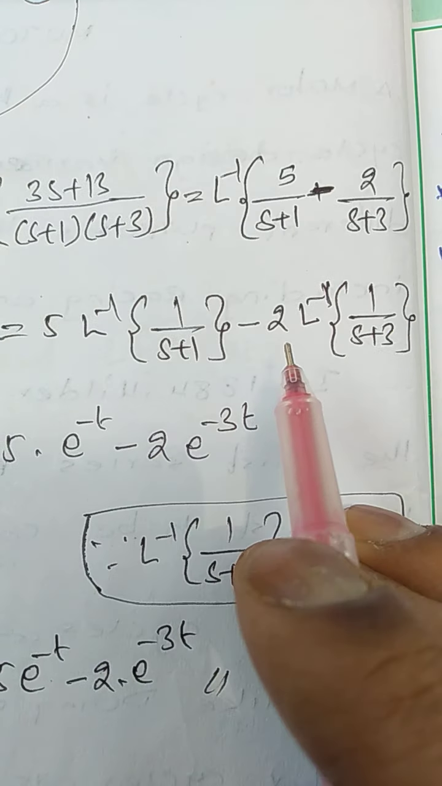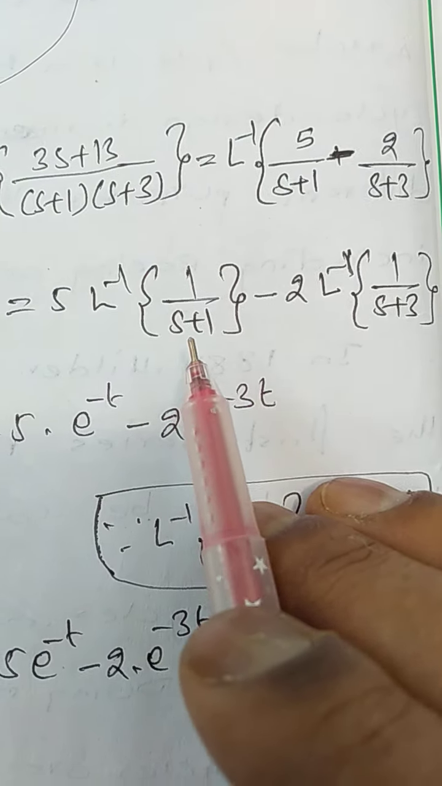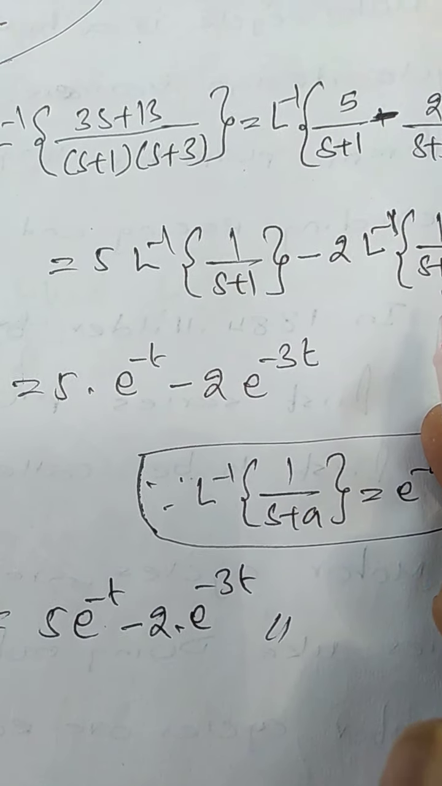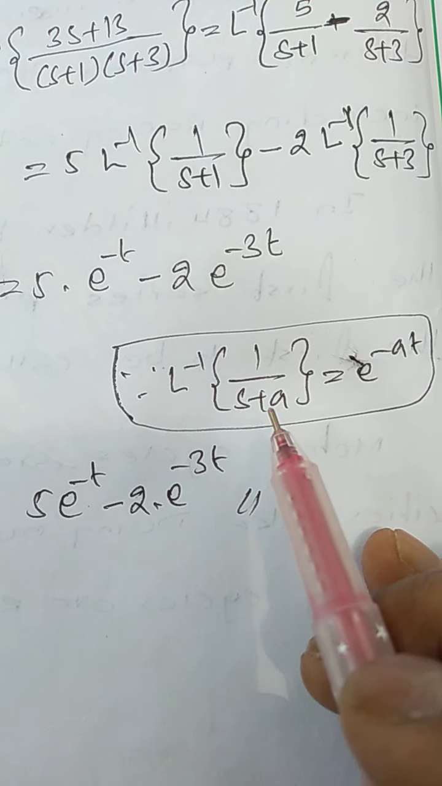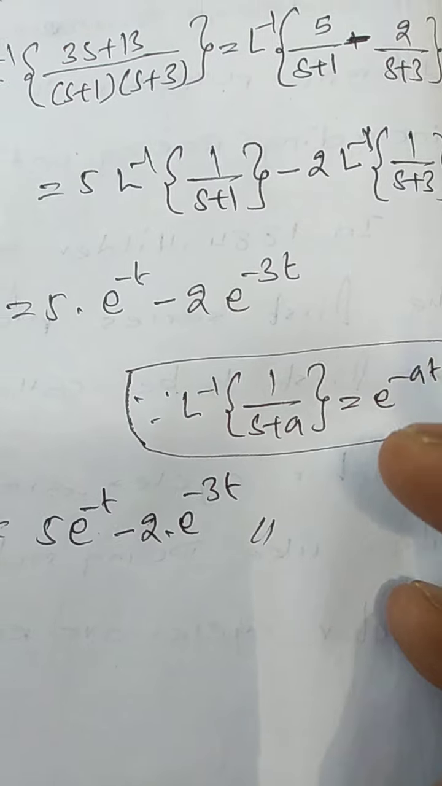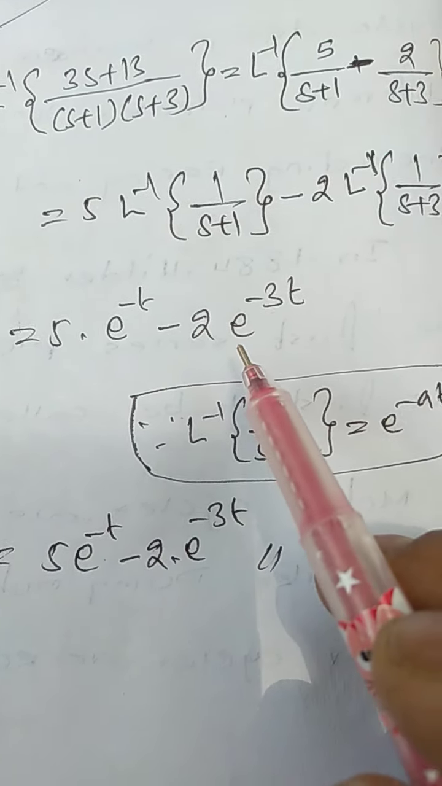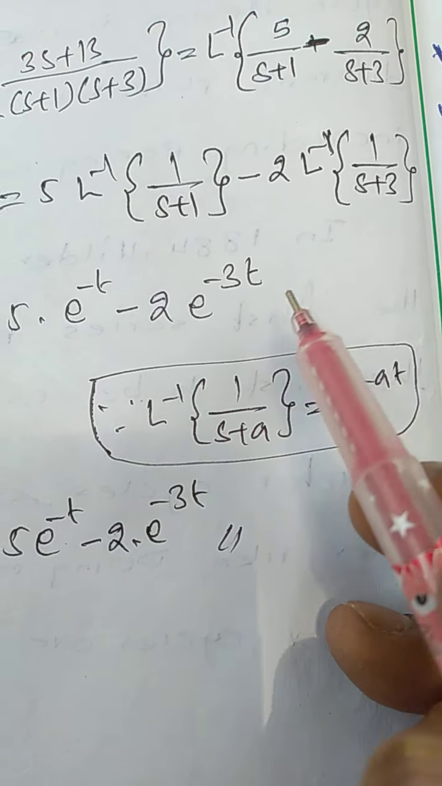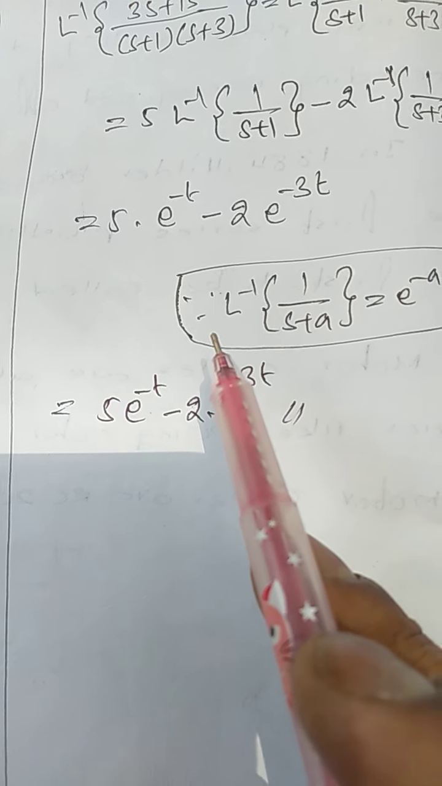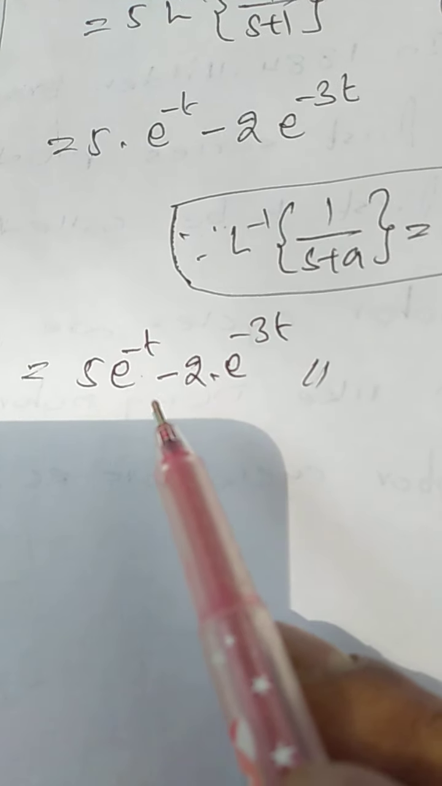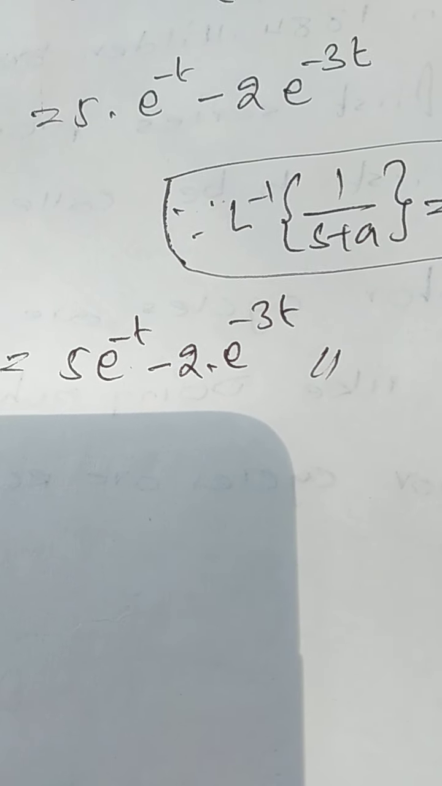The inverse Laplace transform of a sum is equal to the sum of the inverse Laplace transforms. So 5 into L inverse of 1 by (s + 1) minus 2 into L inverse of 1 by (s + 3). According to the standard formula, the inverse Laplace transform of 1 by (s + a) is e^(-at). So L inverse of 1 by (s + 1) is e^(-t), and L inverse of 1 by (s + 3) is e^(-3t). Therefore L inverse of (3s + 13) divided by (s + 1)(s + 3) is equal to 5e^(-t) - 2e^(-3t). This is the required solution.